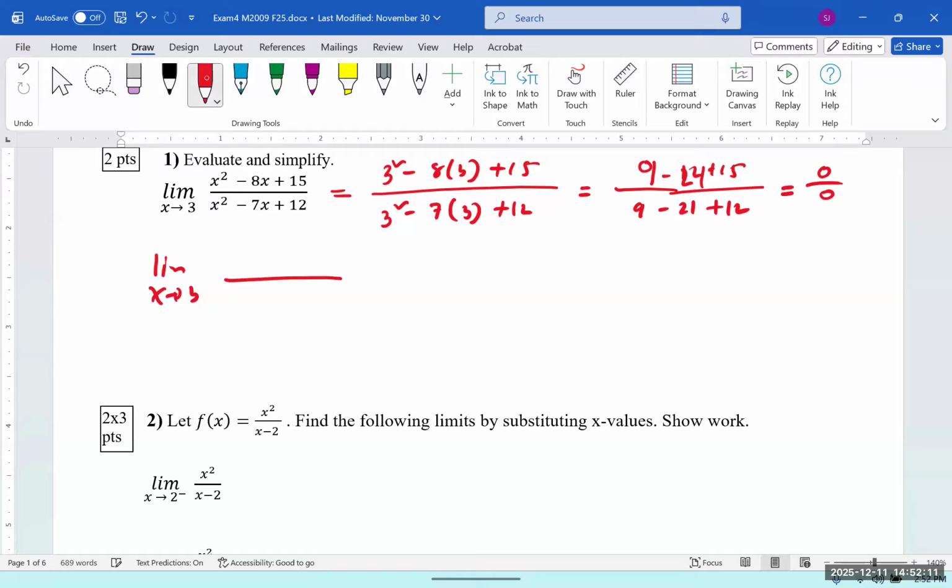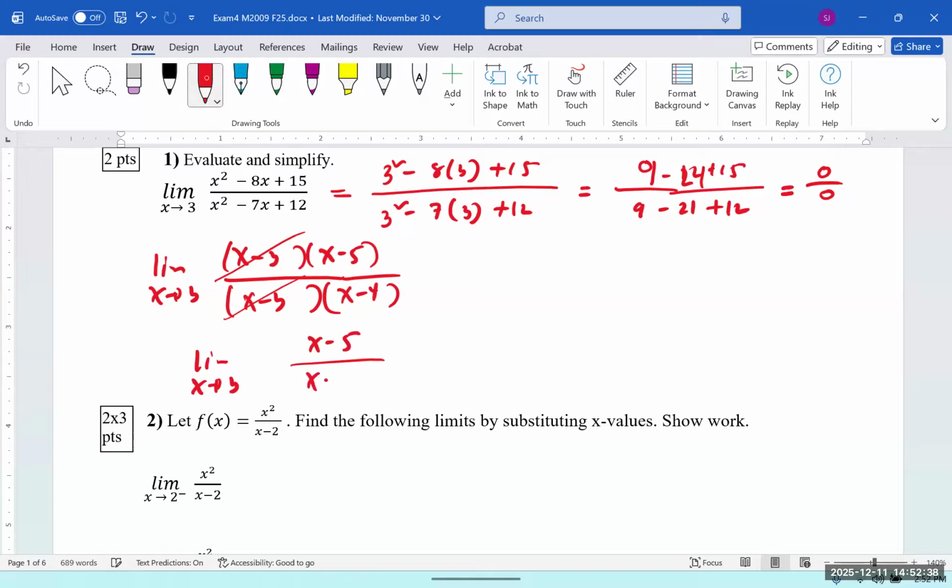And now, Ellen, what do you have on the top? X minus 3, x minus 5. And what do you have on the bottom? X minus 3, x minus 4. So what do you see? Cancel out x minus 3. So we have limit x goes to 3, x minus 5, x minus 4. And then you resubstitute. So 3 minus 5, 3 minus 4, negative 2 over negative 1.